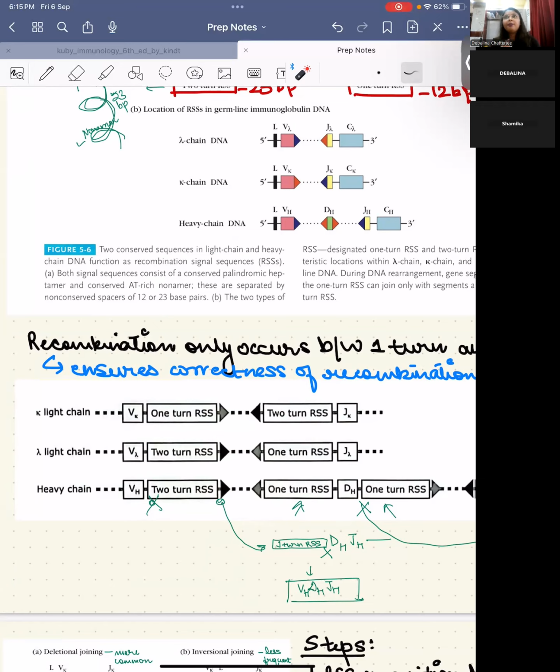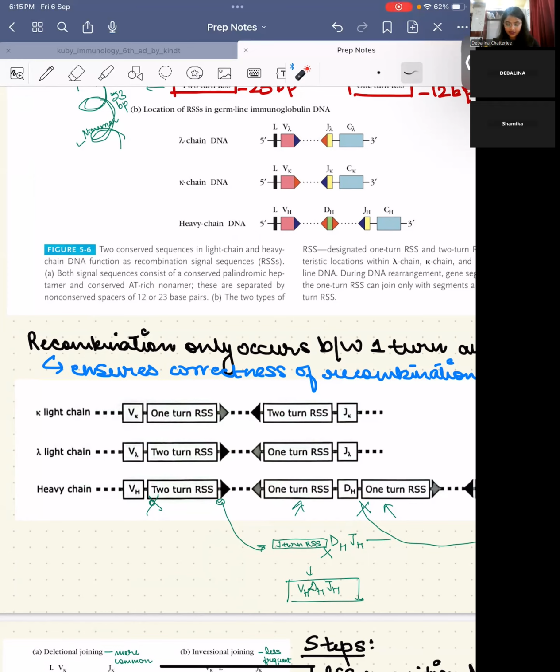This is ensured by the underlying principle that it is always going to be a one-turn sequence joining to a two-turn sequence. You will not have a one-turn sequence that can join a one-turn sequence. It's always going to be opposite to each other.